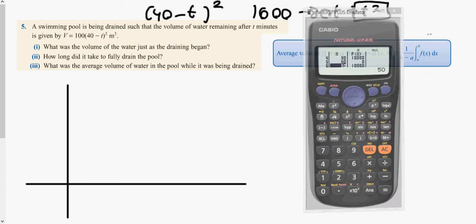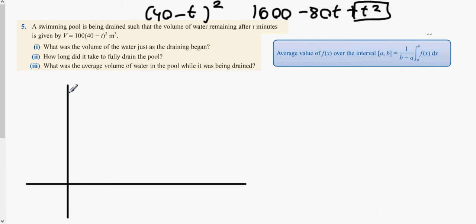So what we can see is that the function starts off at a really high value and comes down in a U-shaped form. Its minimum value is when it's empty, and then all of a sudden it'll go back up. That's if we're filling it.